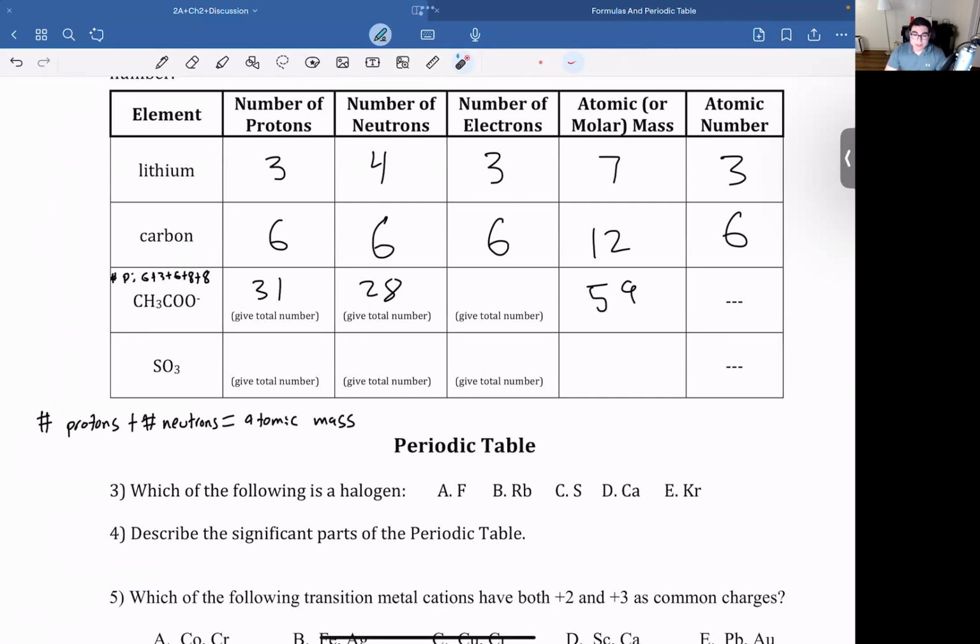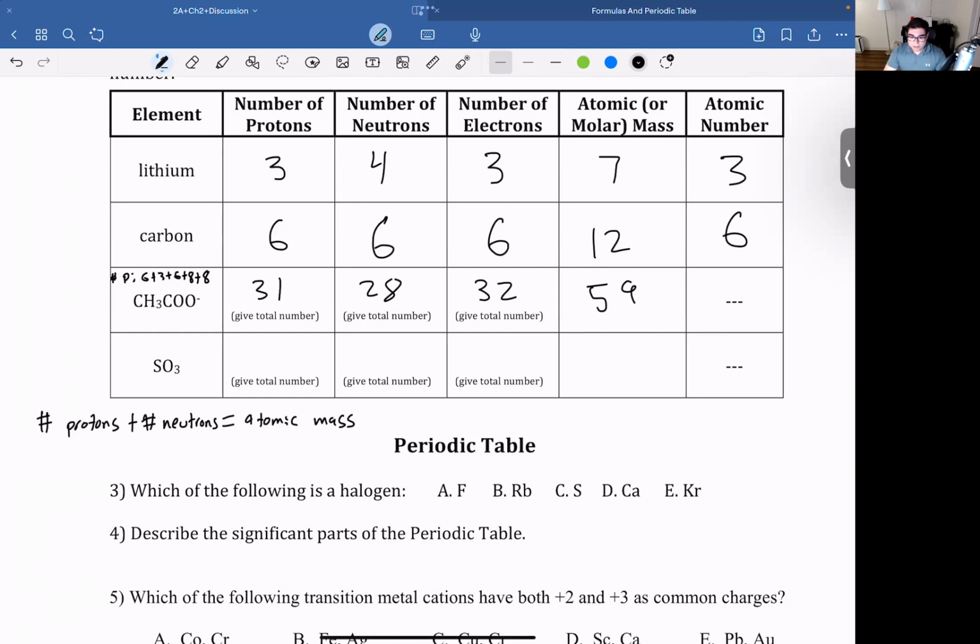Similarly, if you have a molecule with a positive charge, then it has more protons than it does electrons. So in this case, we have a minus charge, right? It's a -1, which means we have one more electron than we do protons, and that's 32. And that's it. Great. So that's that one.